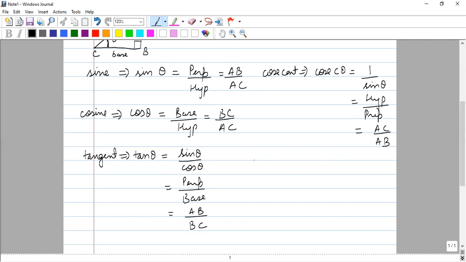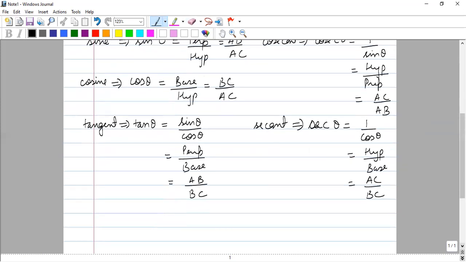The second is secant. Secant in short form is said to be sec theta. Sec theta is the reciprocal of cos, 1 upon cos theta. Cos theta is base upon hypotenuse. Therefore, the reciprocal will be hypotenuse upon base. And hypotenuse here is AC and base is BC.